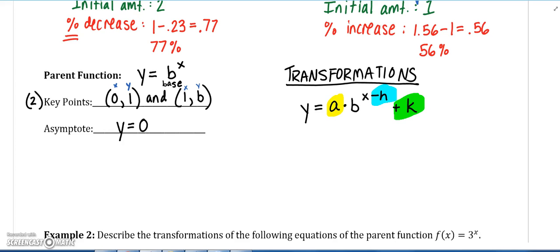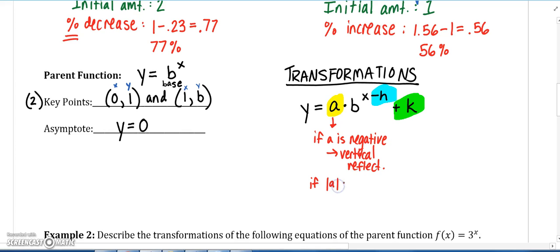So let's just make sure we remember what those transformations represent. If a is negative, then that would be a vertical reflection over the x-axis. If the absolute value of a is bigger than 1, that's a vertical expansion. And if a is smaller than 1, it's a vertical compression, because compression means get smaller, and expansion means get bigger. So A is the most complicated one because there's a few different situations.